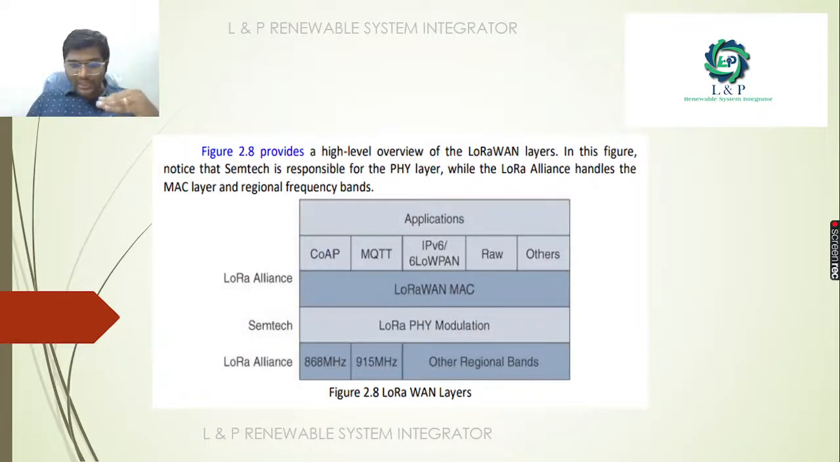If you get into the layers of LoRaWAN, we have the LoRa Alliance based on different frequencies, and we have the physical modulation layer, and we have the LoRaWAN MAC. Over it we have IPv6, RA, MQTT and CoAP.